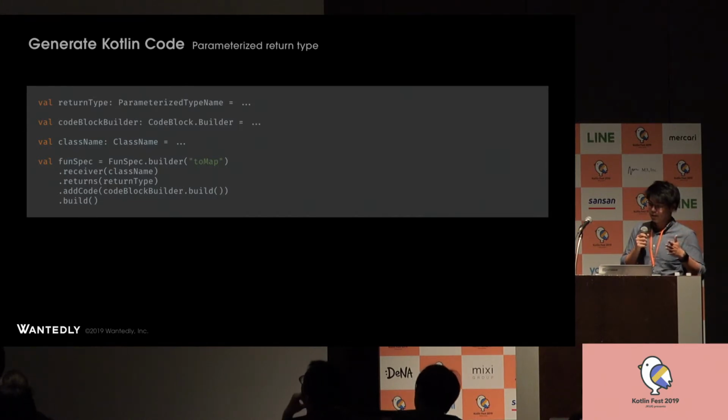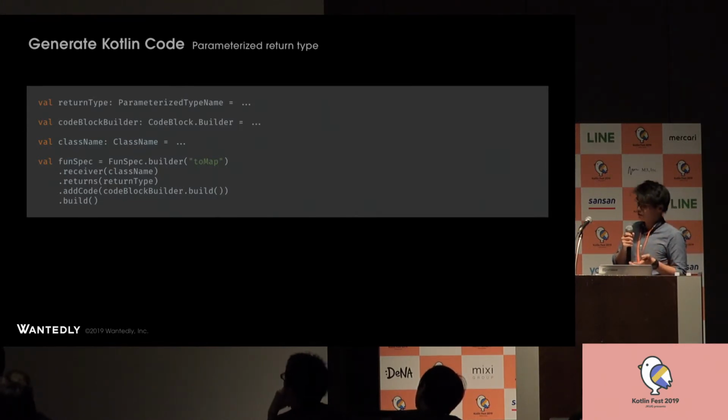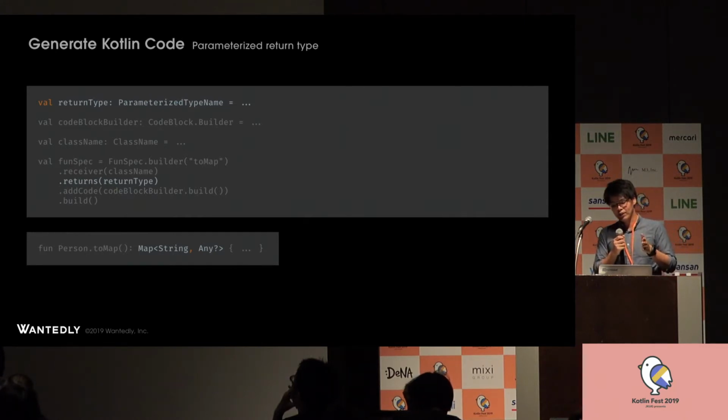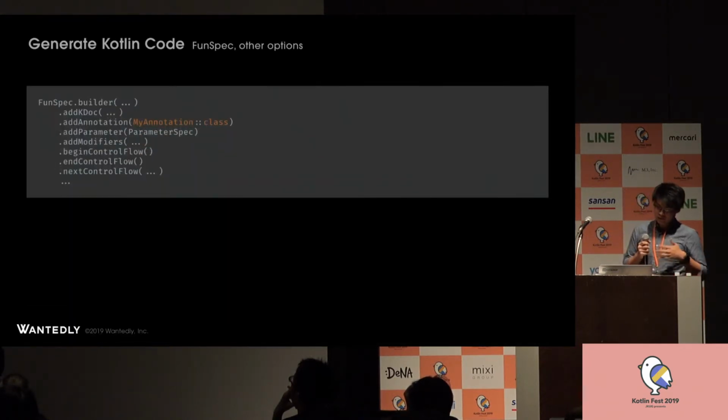Next, we will specify the return type of the extension function. And since the return type of the function is the same type as our map, we can reuse the same type that we had created for our code block. There are other options for FunSpec that we can use to specify our function.